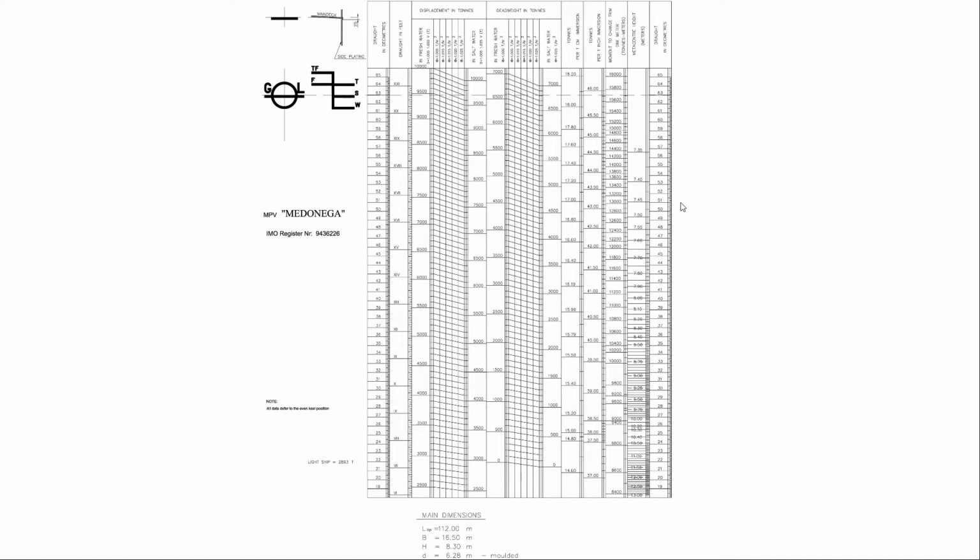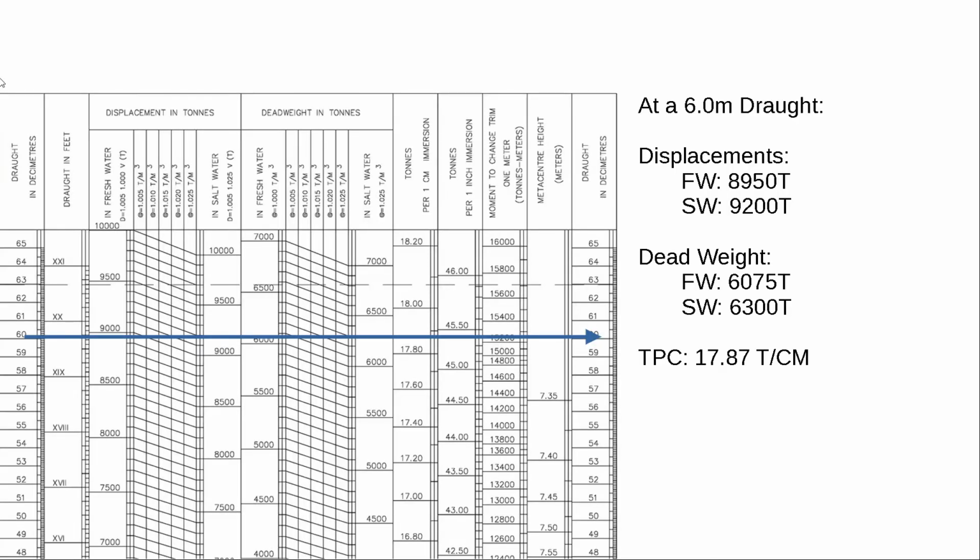One other note I should talk about here, the various densities of water affect the displacement of vessels. So you can see inside here, displacement is given in fresh water in tons, as well as deadweight given in fresh water in tons. So that will vary based on whether you're using fresh water, brackish water, or salt water, hence why there are columns available for each of these. Example of how to work it.